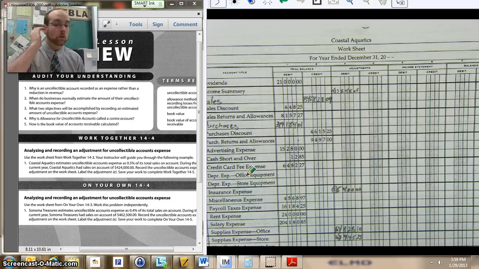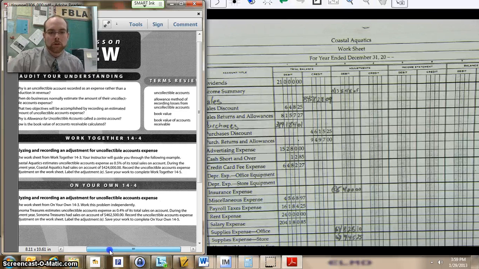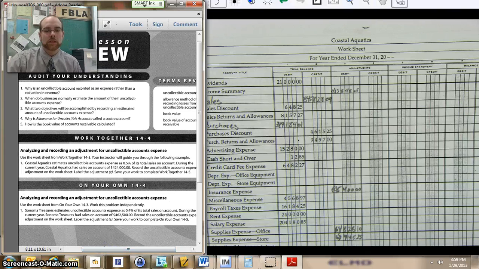So as we go through our Coastal Aquatics worksheet and take a look, Coastal Aquatics estimates uncollectible accounts expense as 0.5% of its total sales on account. During the current year, Coastal Aquatics had sales on account of $424,000. Now we need to record the uncollectible accounts expense adjustment on the worksheet, and we'll label this adjustment as letter E. So the first thing we have to find out is what exactly that adjustment is going to be.